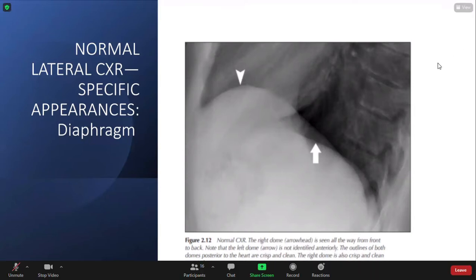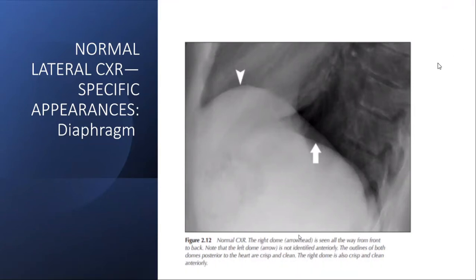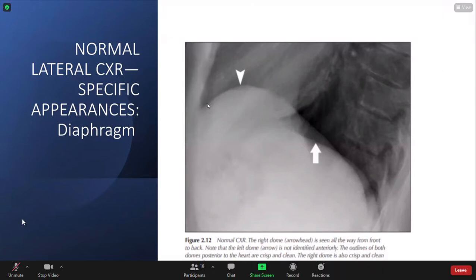So you can see the right dome, arrowhead, is seen all the way from front to the back, and note the left dome, that is the arrow, is not identified anteriorly. The outline of both domes posterior to the heart are crisp and clean. The right dome is also crisp and clean anteriorly, as you can see.